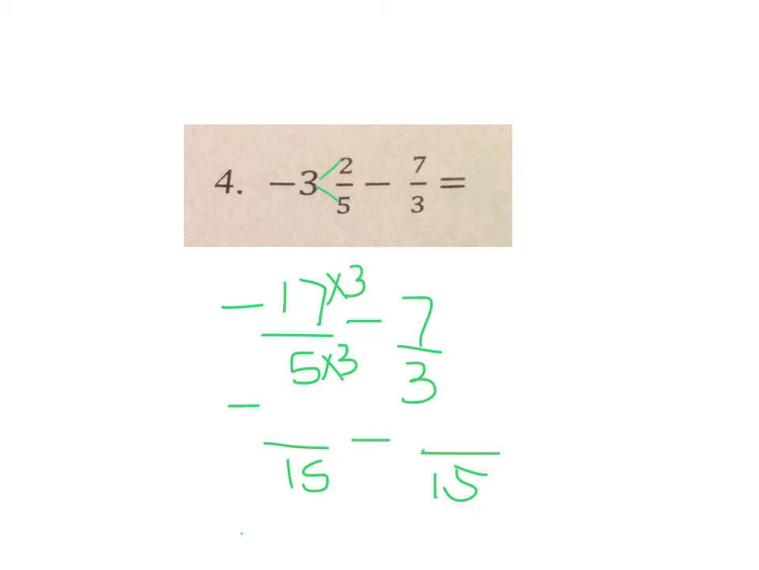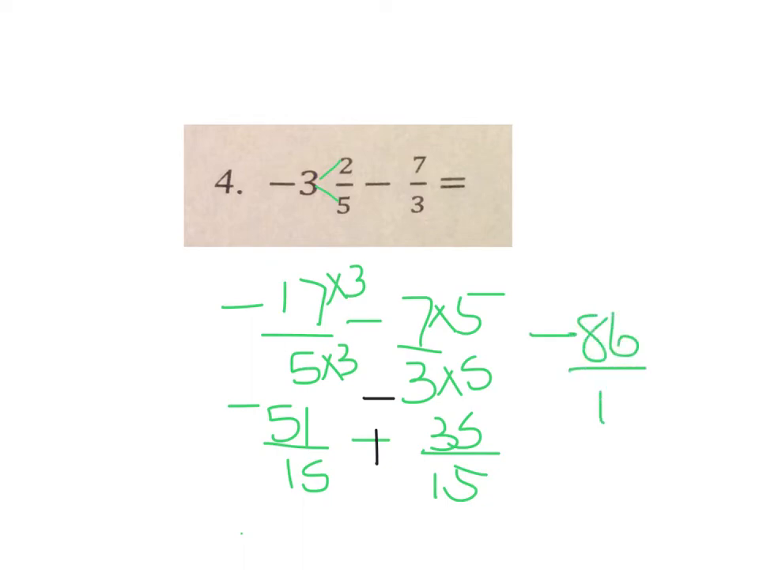17 times 3 is 51. 3 times 5 is 15. So 7 times 5 is 35. Now I'm going to add the opposite and follow my integer rules. Negative 51 plus negative 35. Same sign, add and keep the sign, so it's negative 86 over 15, and there's nothing I can do to that, so the answer is negative 86 over 15.